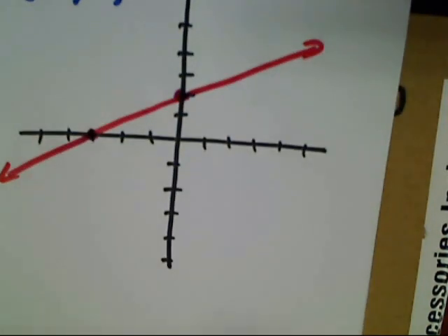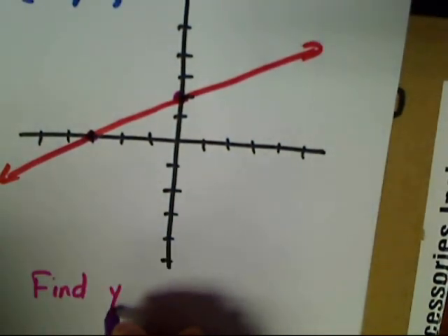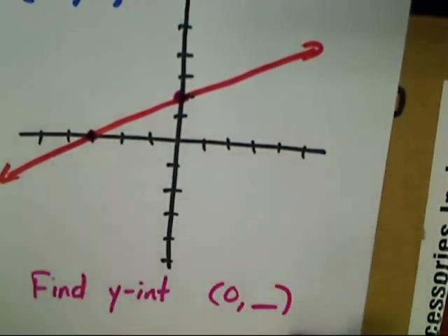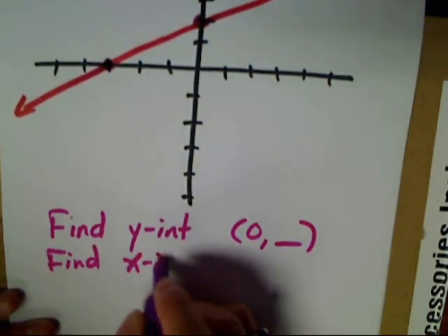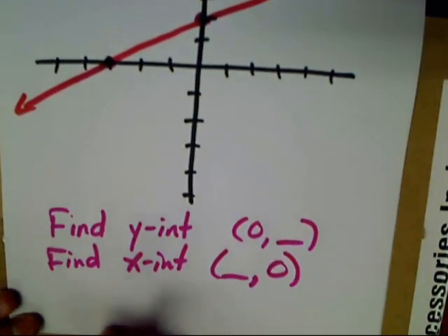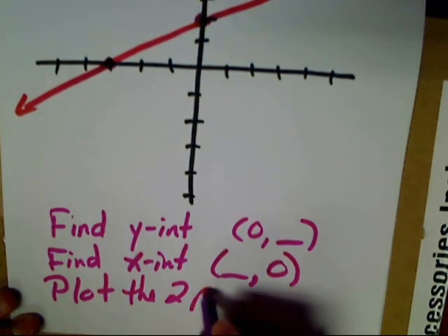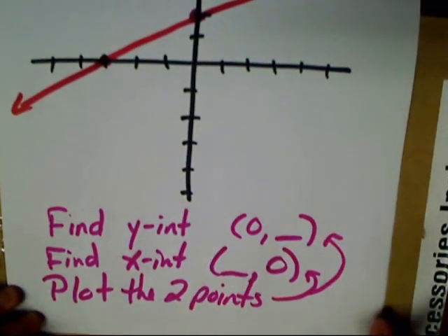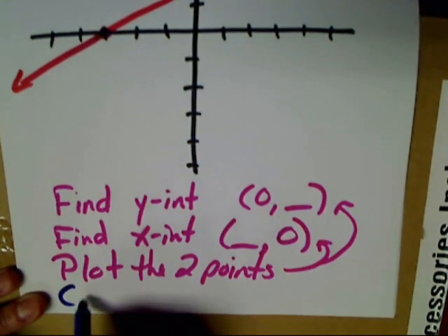So once again, what did we do? We find the y-intercept, which is 0, some number. Then we find the x-intercept, which is some number, 0. We plot those 2 points. And our favorite, we finish up by connecting the dots.